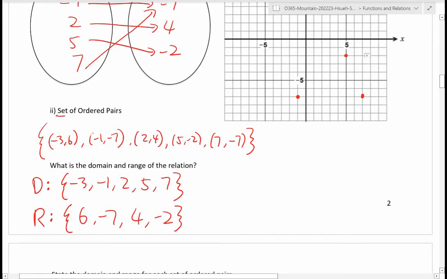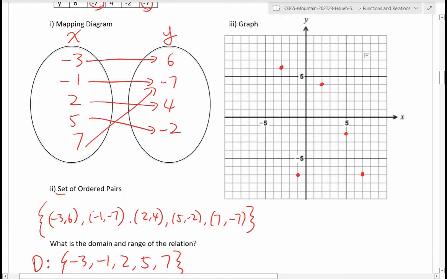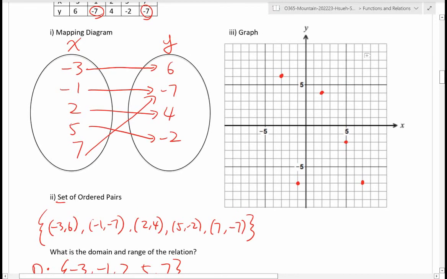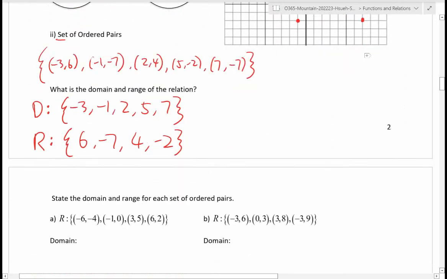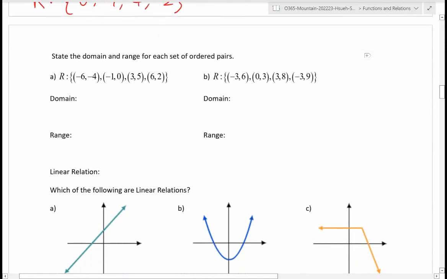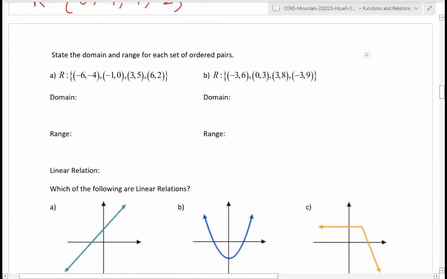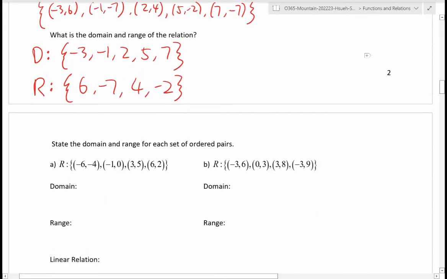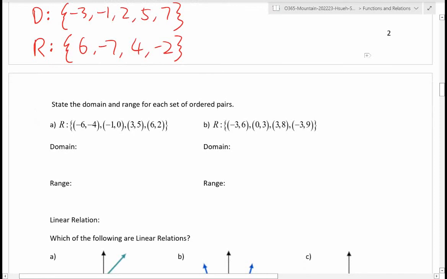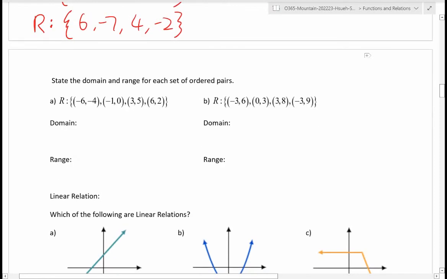Okay, good. Hopefully it's not too bad. Again, it's just getting used to the new vocabulary. And once you understand what they are, it's actually not that bad. There you go. Here are 2 questions for you to practice. You just need to state the domain and range for each set of ordered pairs. I showed you how to do it with the above example, so these 2 are for you to try. Pause the video and I'll show you the answer in a bit.